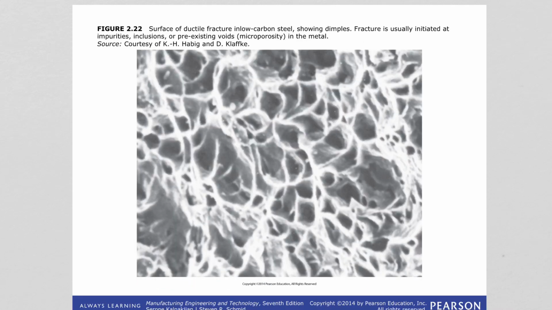So this is how a ductile fracture surface looks under the microscope, showing dimples. And usually the formation of these voids, basically dimples, is a result of the presence of inclusions, impurities or voids. And you can also see sometimes within the depth of this dimple the inclusion or impurity.